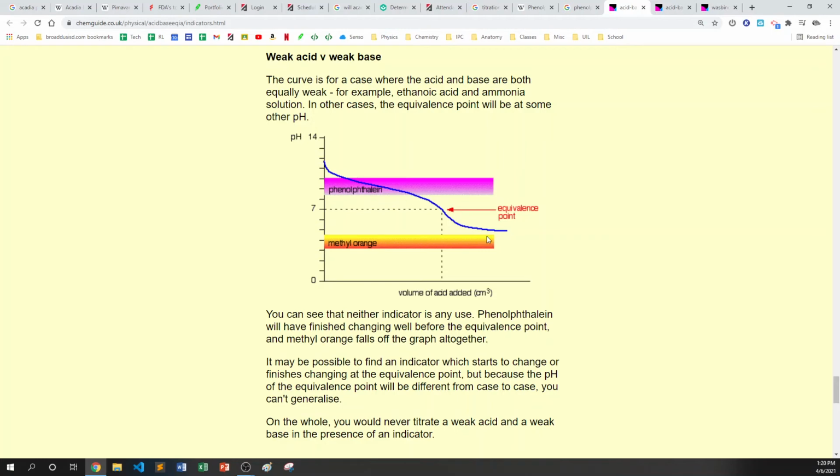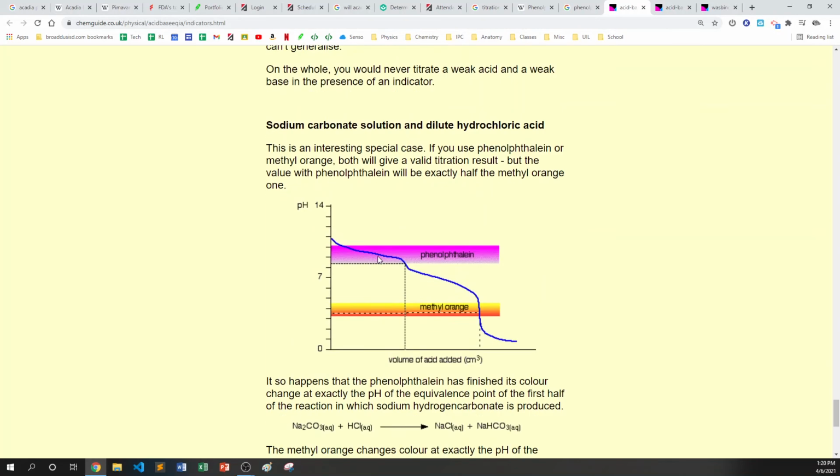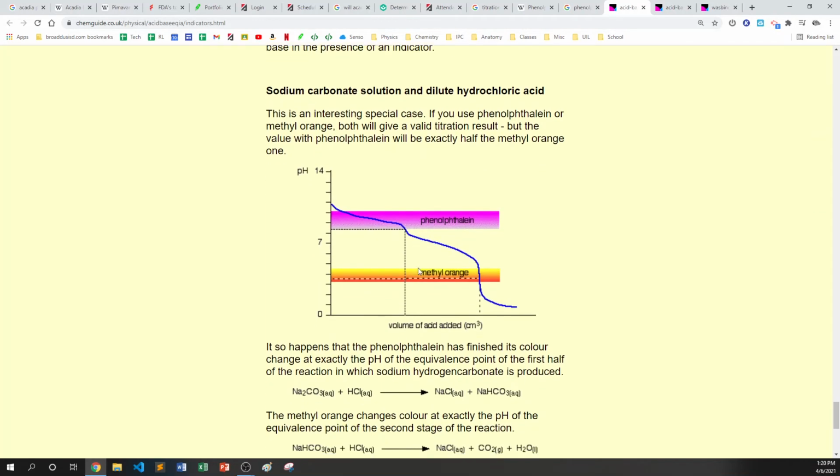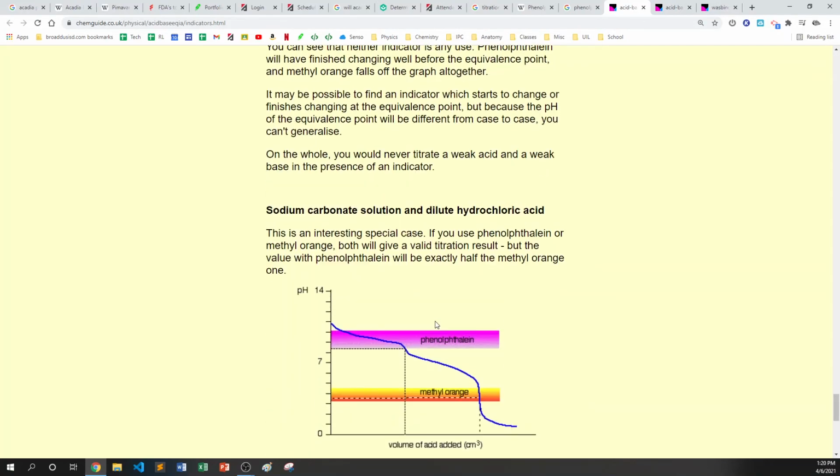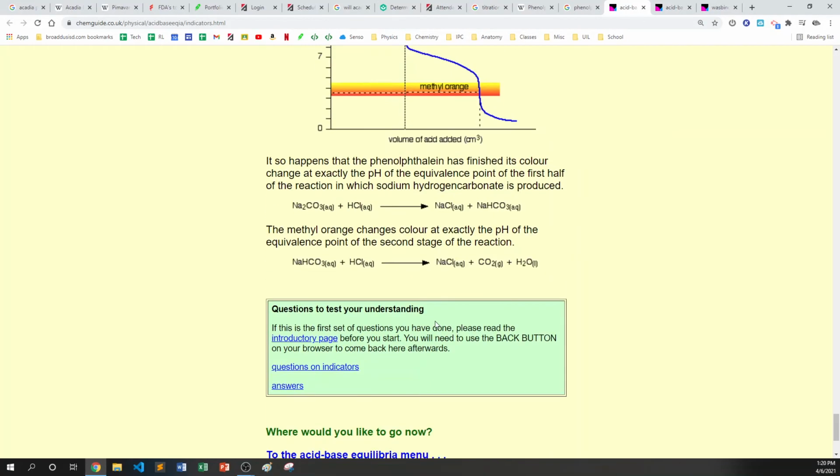This one would be terrible. You wouldn't be able to use phenolphthalein. There is methyl orange, another one. I never used that one. I've only ever used phenolphthalein. You're doing a weak acid with, let's see.